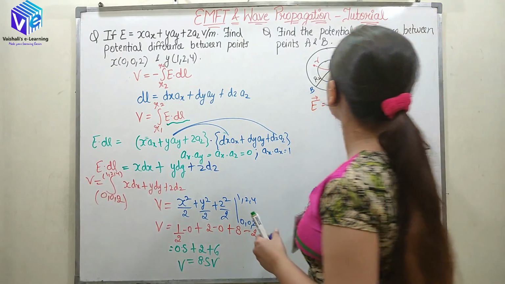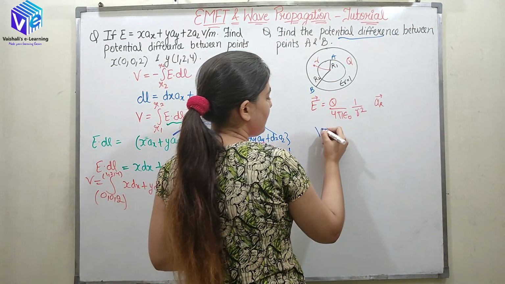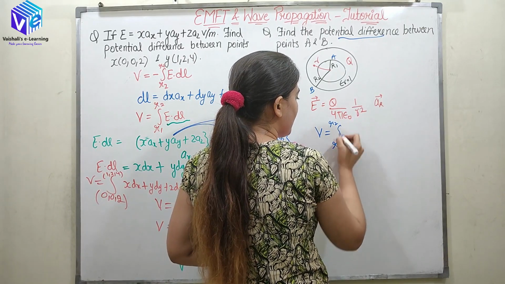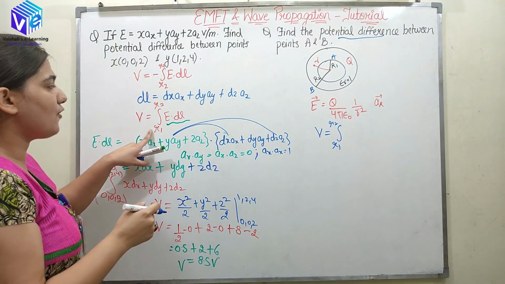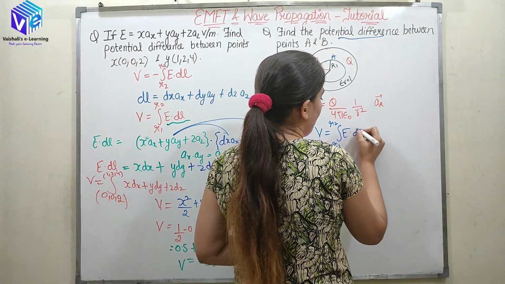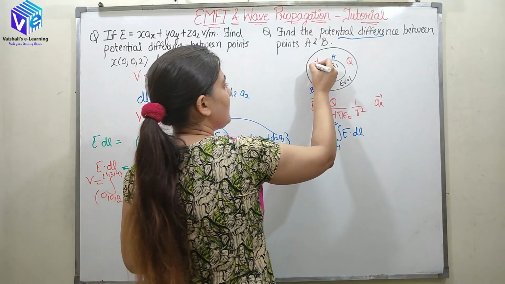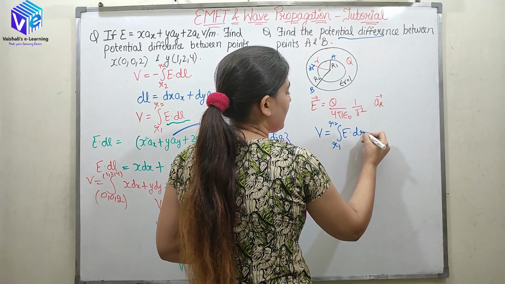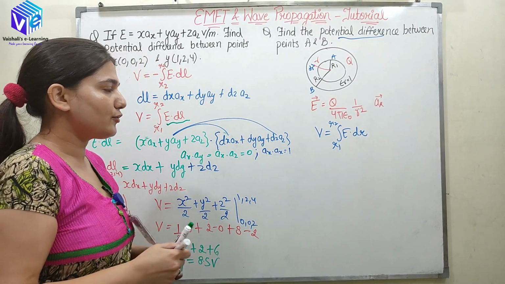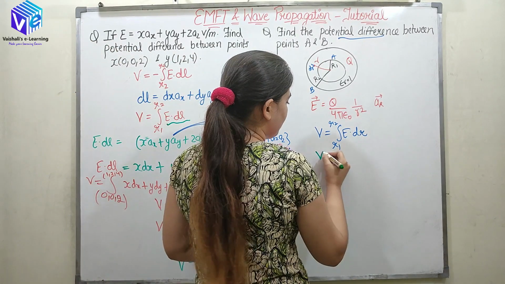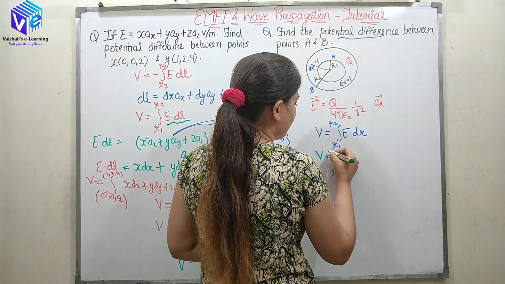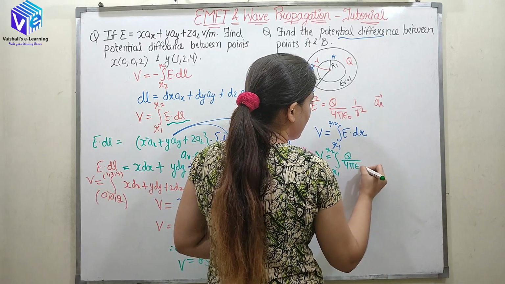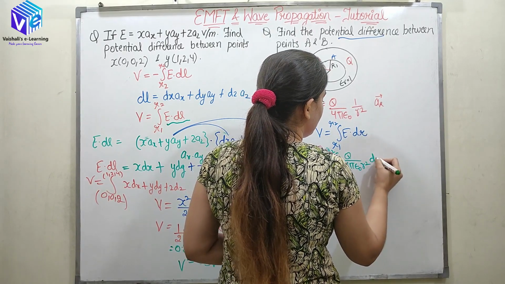Now I need to find out the potential difference. Again I will be using the same formula. V is equal to integration from R1 to R2, I am directly using this formula, E dot dl. If I am taking a very small distance here, it will be dr. So instead of dl, here I will be writing dr. So what will be V? V will be equal to integration from R1 to R2. What is E? E is Q upon 4 pi epsilon naught r square, dr.